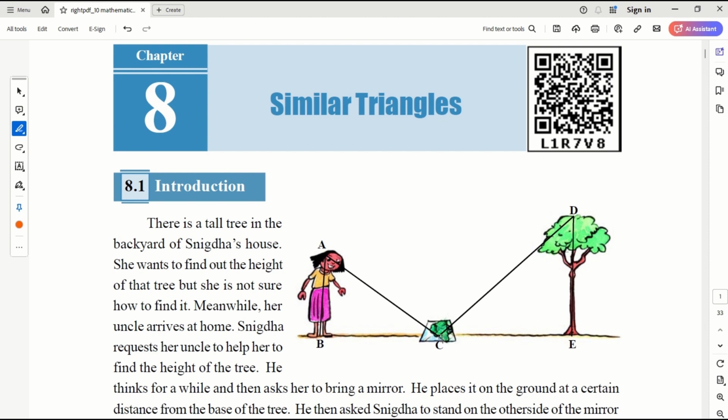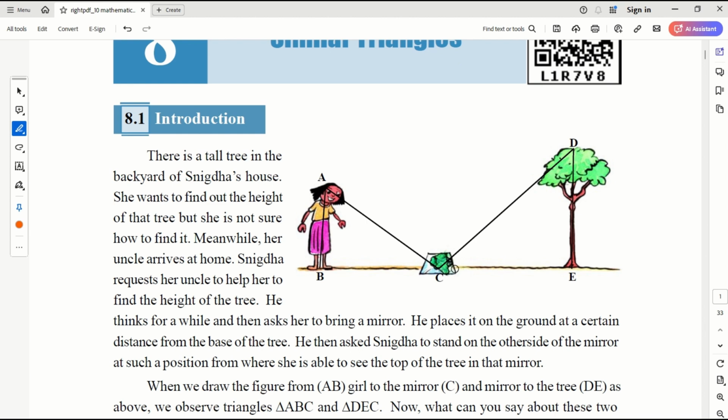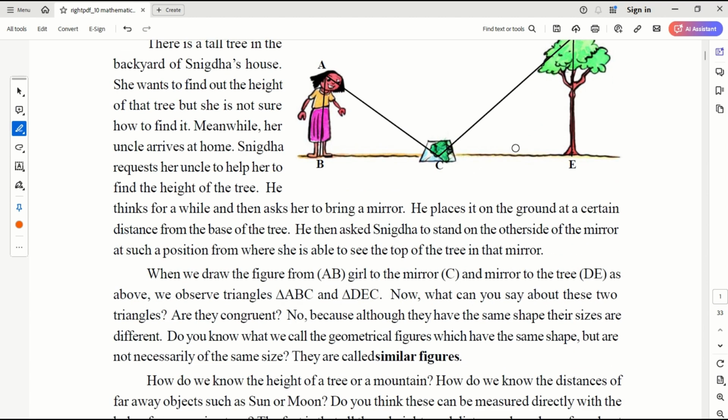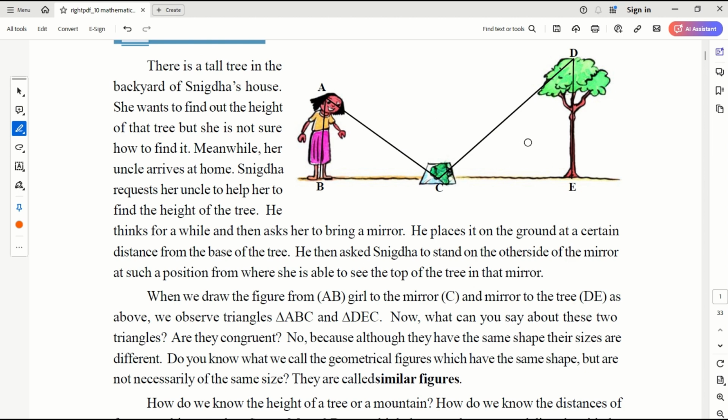Now you have information about these two triangles. Are they the same? Definitely not, because the tall structure is very tall and the line CD also will be very long, CE also will be long, correct? It is very much possible to tell that these two triangles are not same. But what are they? And how do you find the height of a given tall structure from this experiment? Is it possible? These two triangles, we cannot call them congruent or same, but they are similar figures.